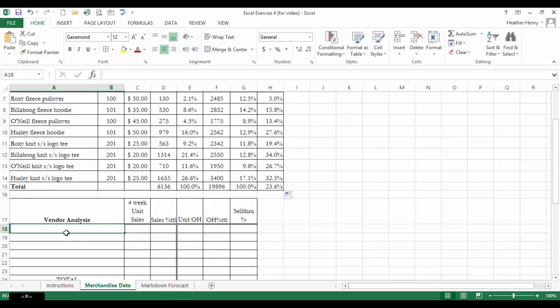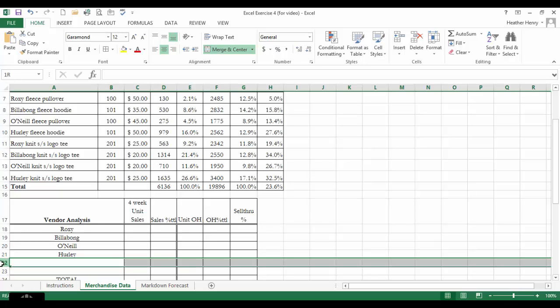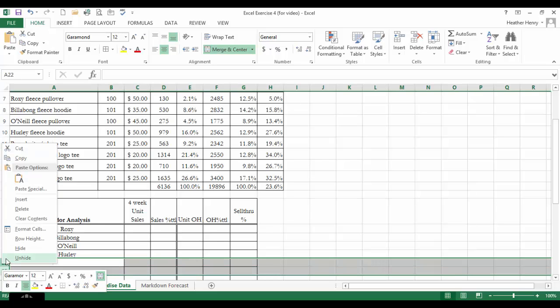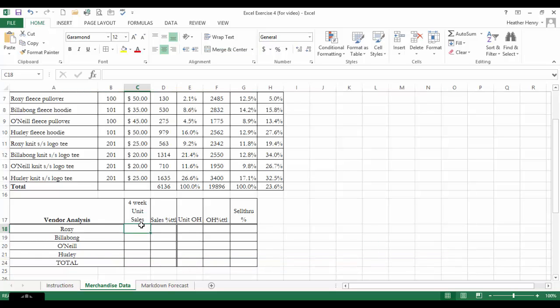So we have Roxy as a vendor. We have Billabong as a vendor. O'Neill as a vendor. And Hurley as a vendor. I don't need these 2 extra rows, so I'm going to right click and hide them.